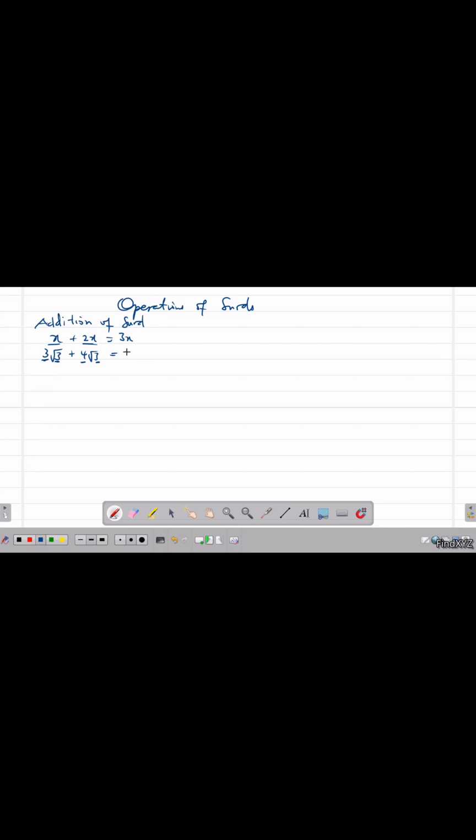So we can do root 3 is out. What is left inside? 3 plus 4. And what is 3 plus 4? That will give us 7 root 3. So basically, if you can do x plus 2x, which will give us 3x, then 3 root 3 plus 4 root 3 will give us 7 root 3. We can generalize this as whenever I have a root b plus c root b, I can write it as a plus c root b.